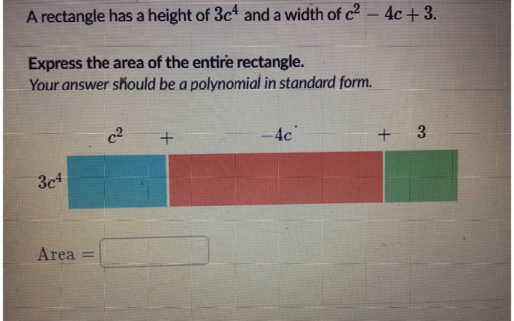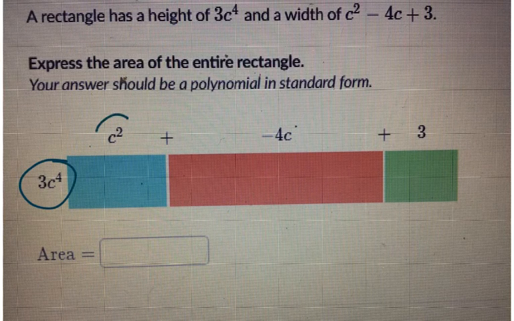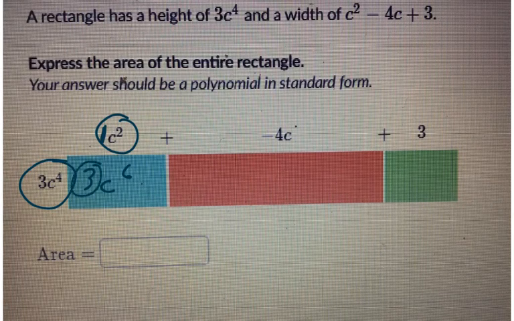Let's do one more here. So again, it's already set up for you. If I do 3c to the 4 times c squared, that's going to be 3c to the 6. And by the way, there is a 1 here. And 1 times 3 is 3. So we're still multiplying the numbers as usual. We're adding the exponents. There's a plus, so there's going to be a plus here.